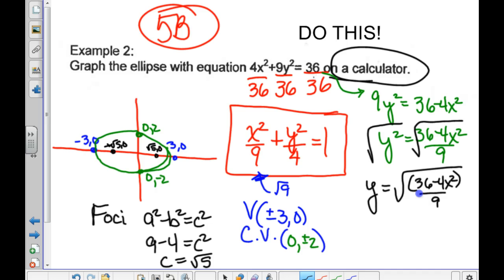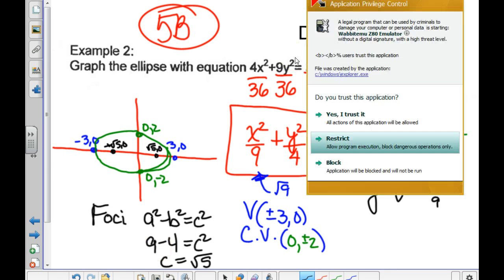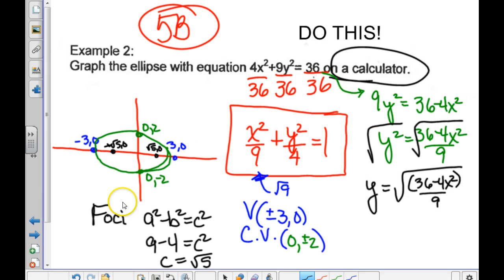What could I simplify and what can I not simplify? Can I simplify the top? No, because of the subtraction, I can't make that 6 minus 2x or something. Could I square root the bottom? Because it's just a square root of 9 down there. We could, but I'm not going to mess with it. I'm just going to type it in. If I type this in, am I going to get an ellipse? No. Why not? Only got half of it.